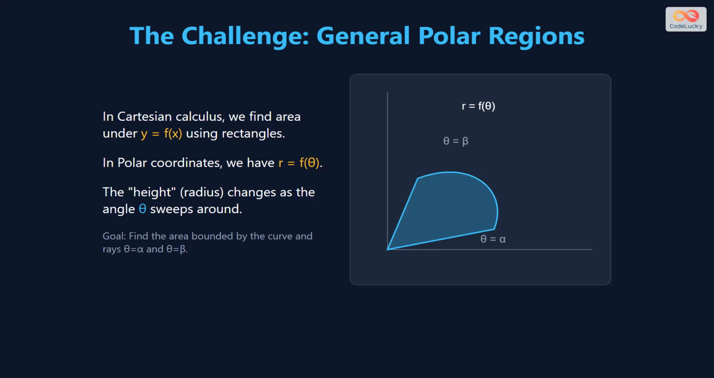Here is the problem. We want to find the area bounded by a general polar curve, where the radius r changes as a function of theta. We are looking for the area swept out between two specific angles, alpha and beta.